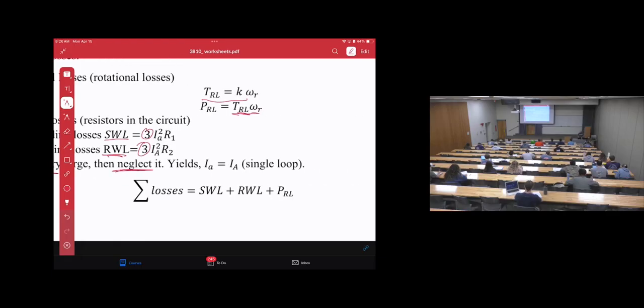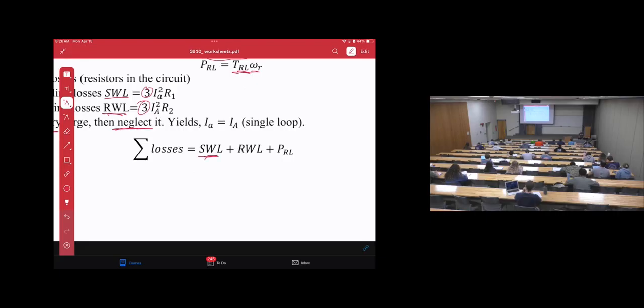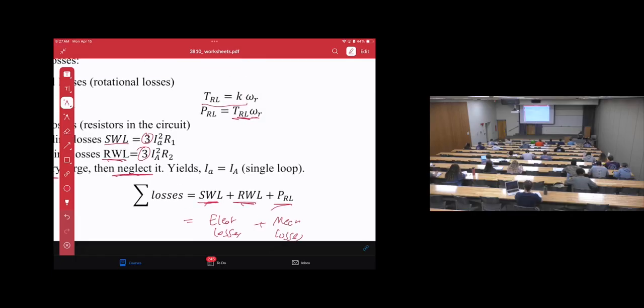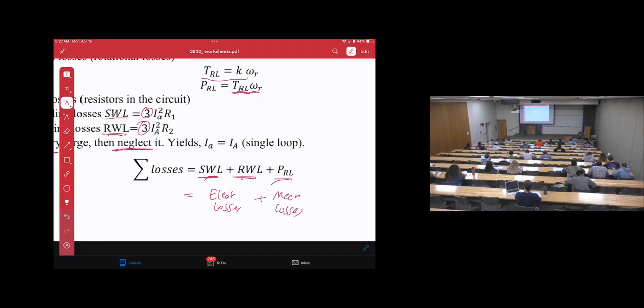As a result, the sum of the losses will be stator winding losses plus rotor winding losses plus rotational losses, or in other words, electrical losses plus mechanical losses. Okay? The rotational or mechanical losses will basically be torque times omega R. Then torque is K omega R, so it will be K times omega R squared. Then the winding losses, SWL and RWL, will be 3 times I squared R. It's R1 or R2 depending on whether you are stator, R1, or rotor, R2. Okay, any question?